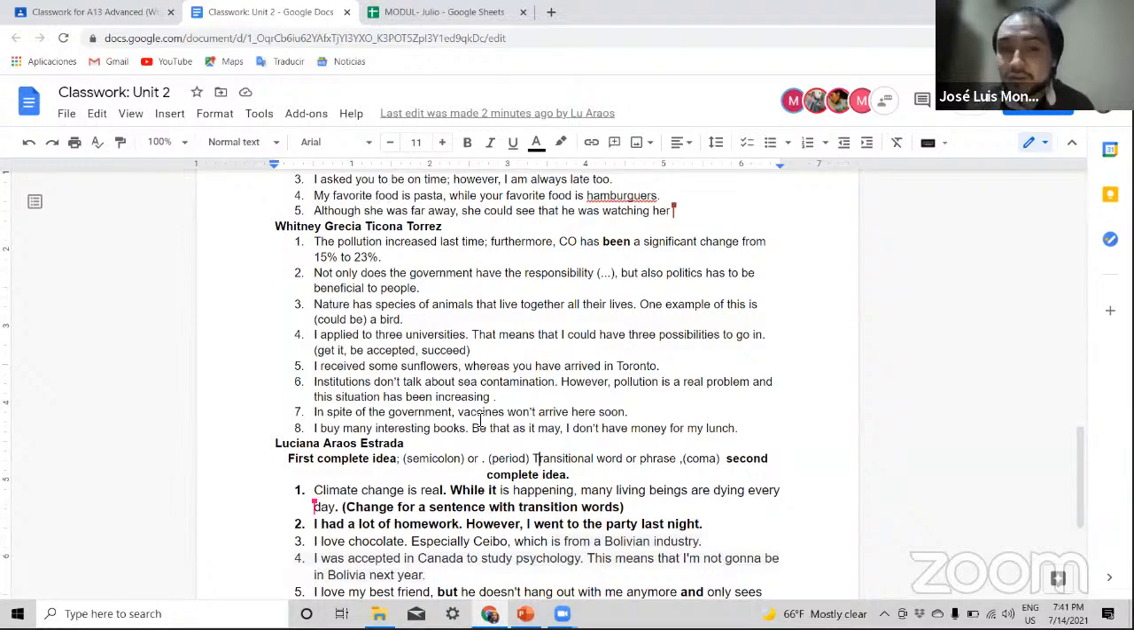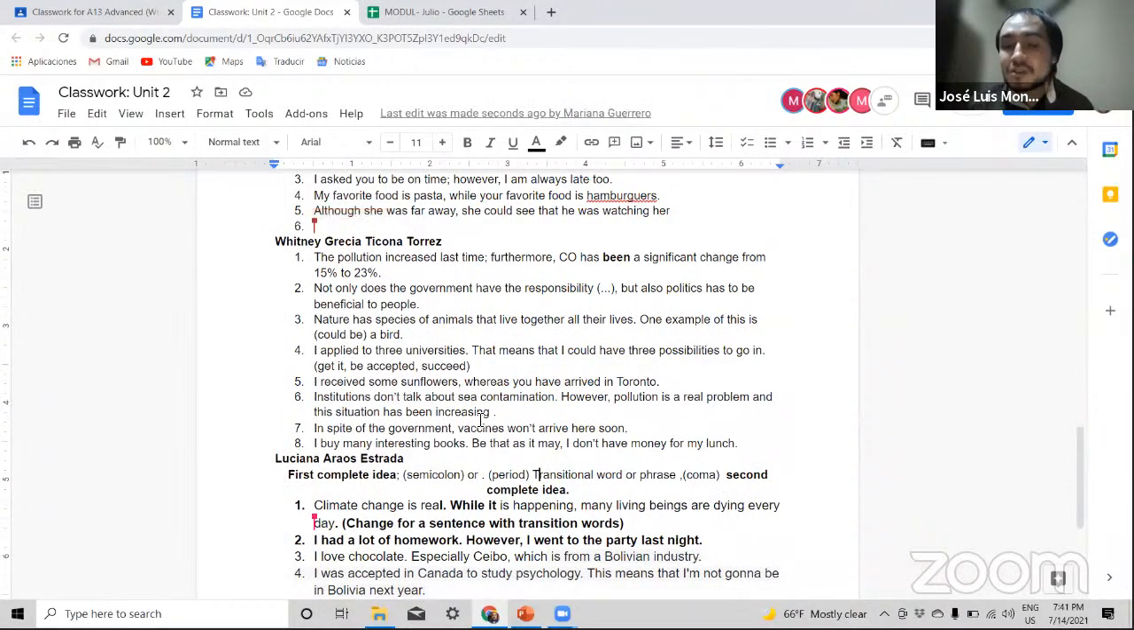You can say that in other words, in spite of the efforts of the government. So you have two nouns. Effort is a noun and government is a second noun. All right. So those two options, Whitney, and in those two options, you're still working with phrases.